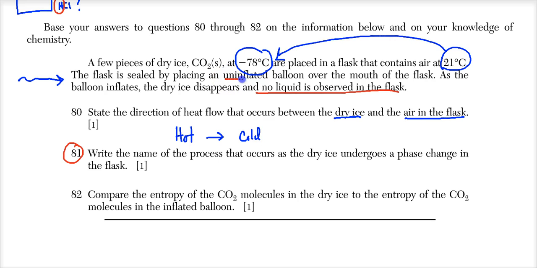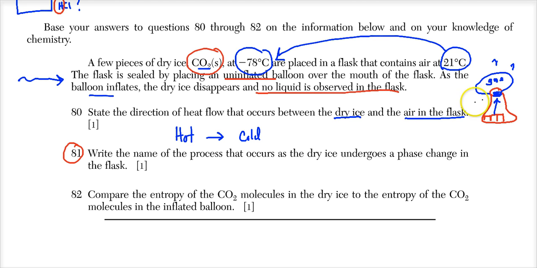So we had an uninflated balloon over the opening of the flask. So we had like an Erlenmeyer flask. We had some pieces of dry ice. All right, notice it said solid CO2. So we had solid CO2. We had this balloon that's attached to the top of the flask. It was uninflated. As the balloon inflates, so now the balloon's getting bigger, okay, it's expanding, there must be gas being made. So the solid must be turning into a gas to inflate the balloon.